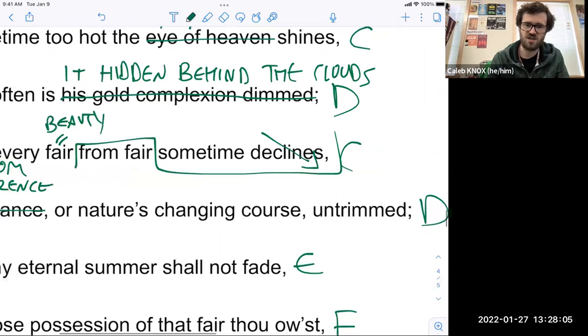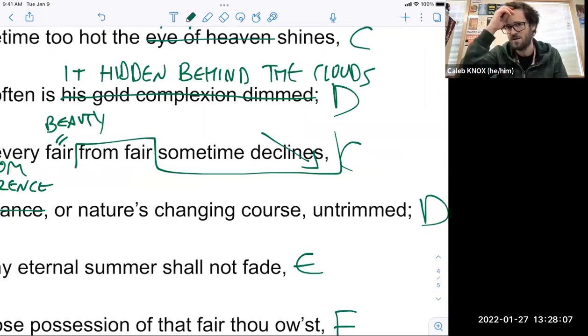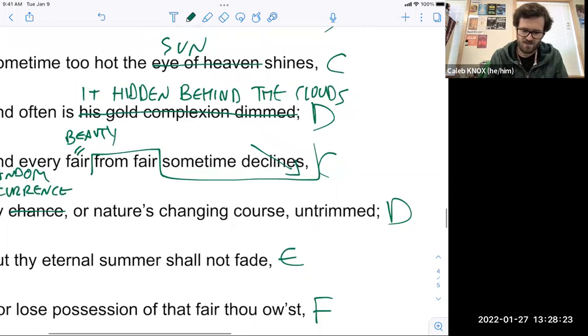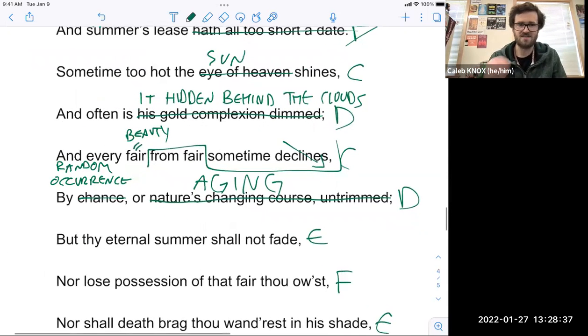Or nature's changing course untrimmed. Okay. So when we look at that, what is it about nature that changes? Well, the seasons. Okay. And if the seasons are trimmed, that means they're cut short. But here they're untrimmed. So when we talk about everything beautiful fades by nature's changing course untrimmed, we're just talking about the normal aging process that happens as you get old. So I'm writing that. Everything beautiful fades. Every fair sometime declines from fair by random occurrence or just normal aging, okay?